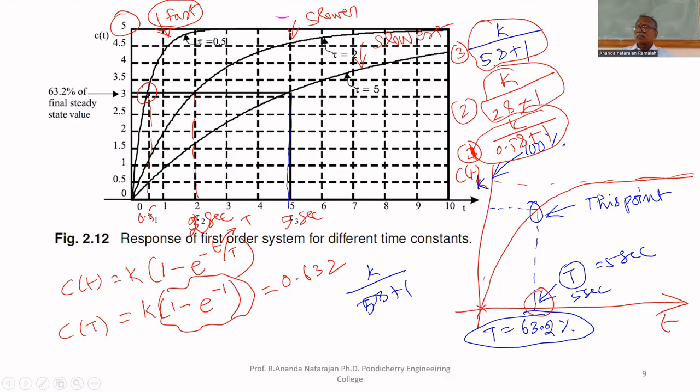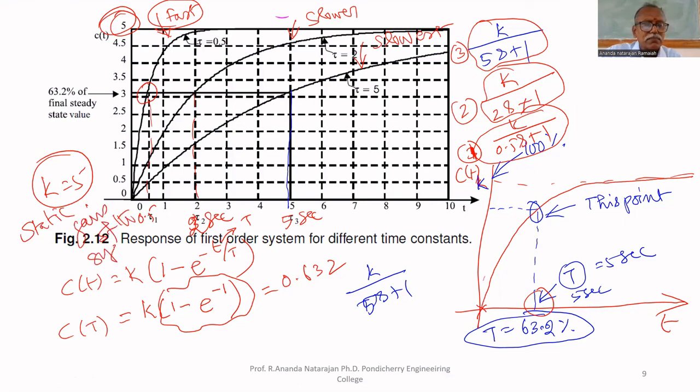But in all the three cases, k equals 5. That's why all settled at 5. Finally, each reaches 5 because k equals 5. The k is called the static gain of the system, or simply the gain.